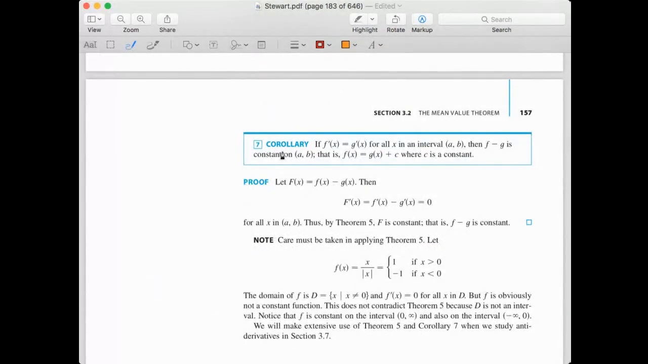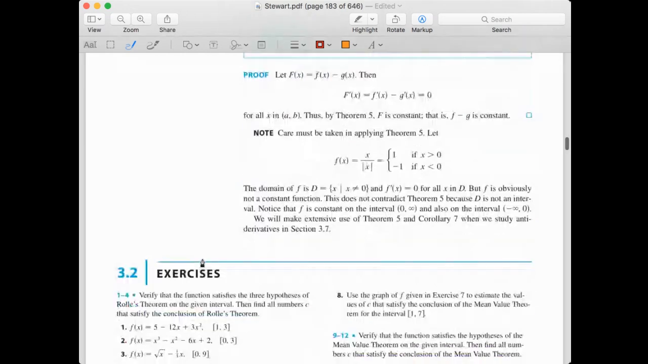Let's see this one. Okay, corollary. If the derivative of f equals the derivative of g for all x in the interval a to b, then the difference of these two functions is constant on a to b. That is, f of x equals g of x plus c, where c is a constant, right? Sometimes this is useful, but for this class, this is not too useful.